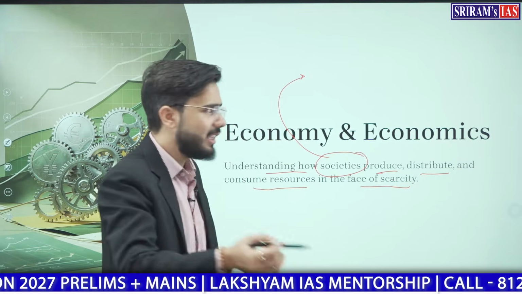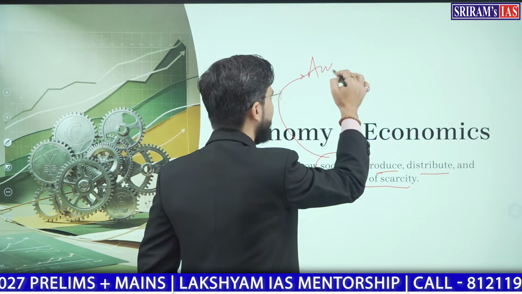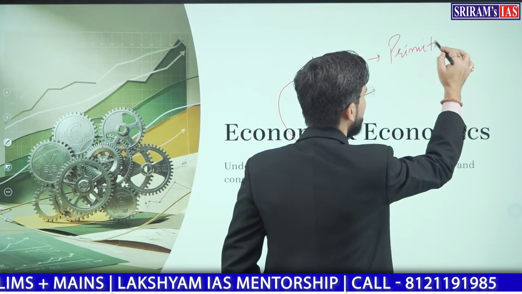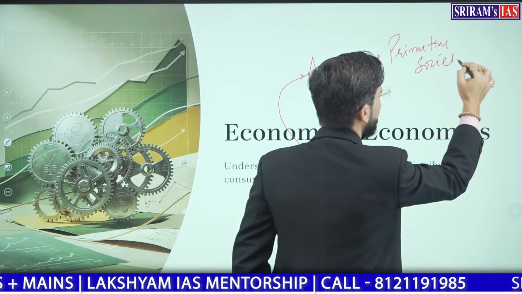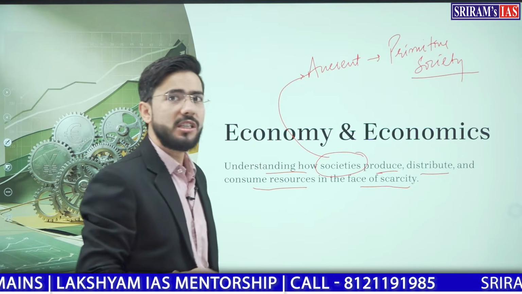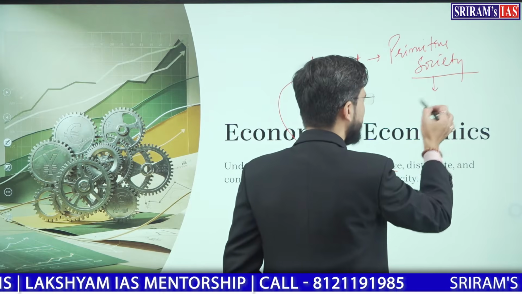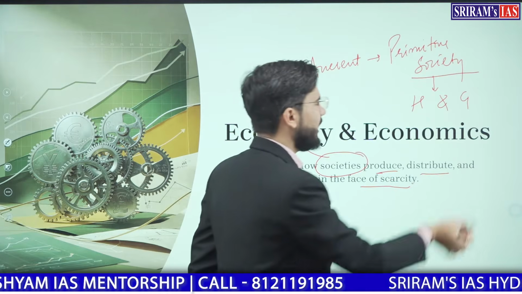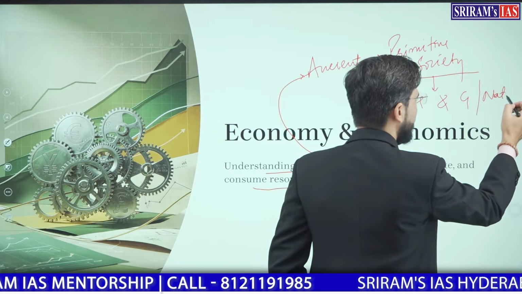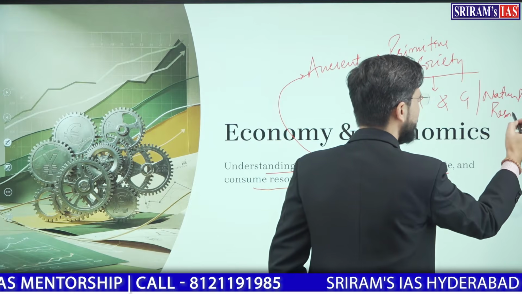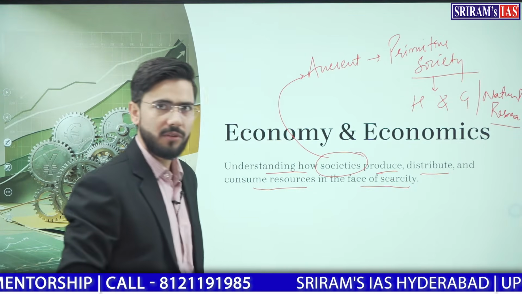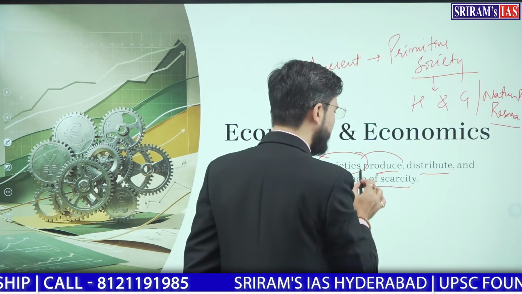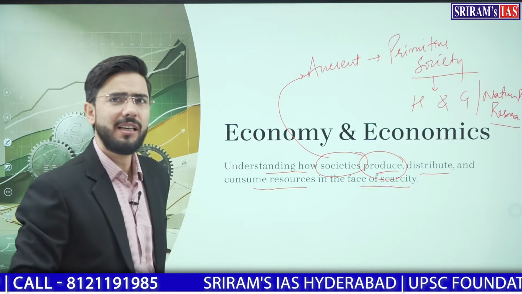Do you remember that in the ancient times, we had primitive society. This primitive society was dependent directly on two things. One was hunting and gathering. Second, it was totally dependent on natural resources. Understood? Now, the point is how this society will produce. Why would this society produce anything?